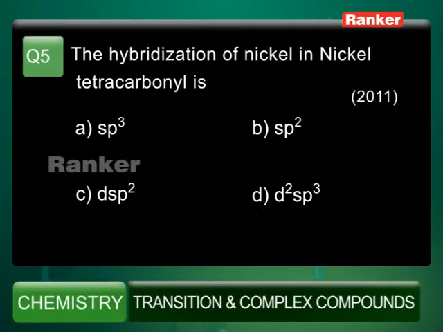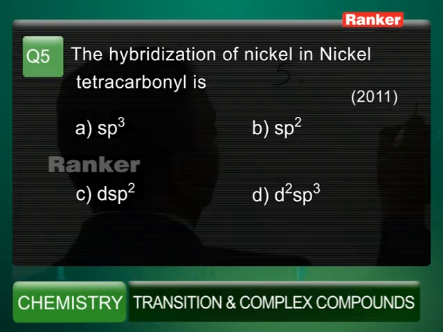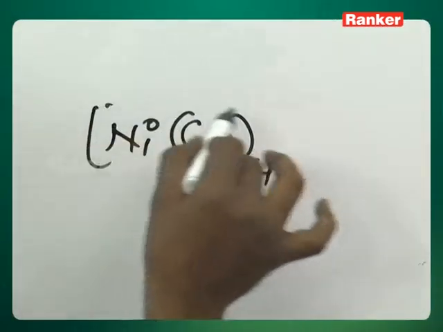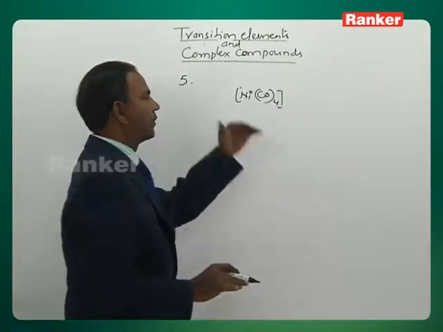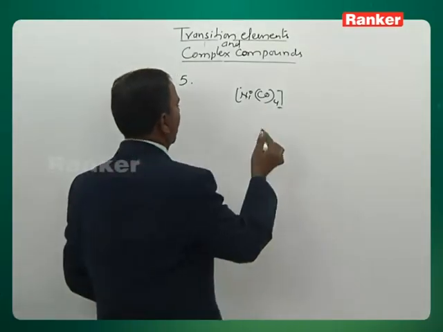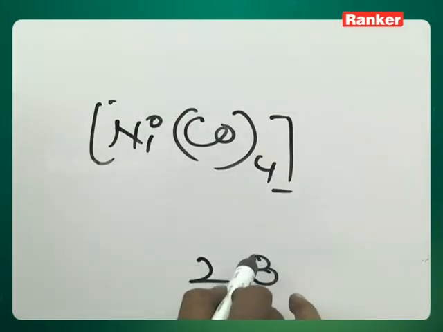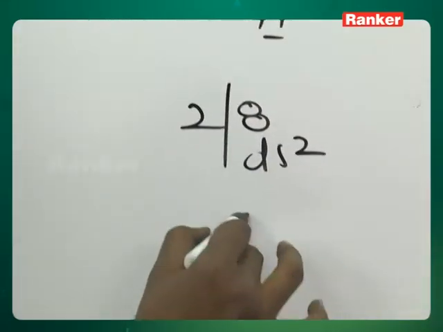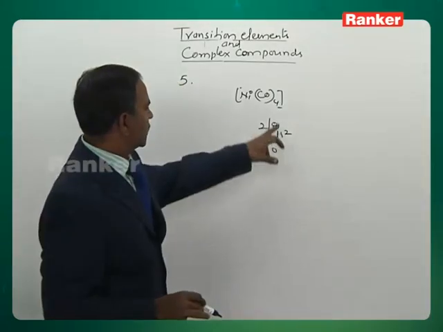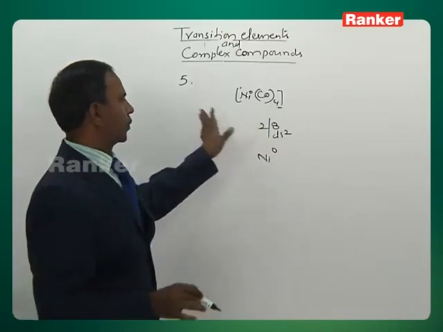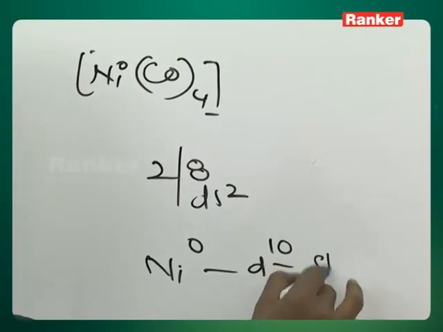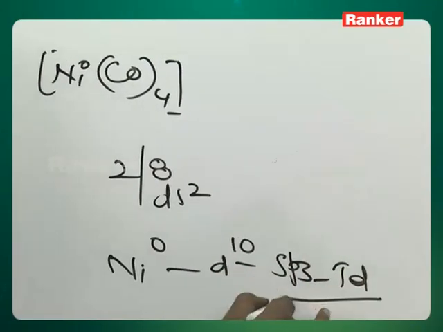Coming to question number 5. The hybridization of nickel in nickel tetracarbonyl is asked. We thoroughly discussed this particular complex in our discussion of complex compounds. Nickel has atomic number 28, which means 3d8 4s2. In this complex nickel has a 0 oxidation number. Since carbonyl is a strong field ligand, electrons are pushed to the d orbitals, so d becomes d10. Definitely it is sp3 and tetrahedral.